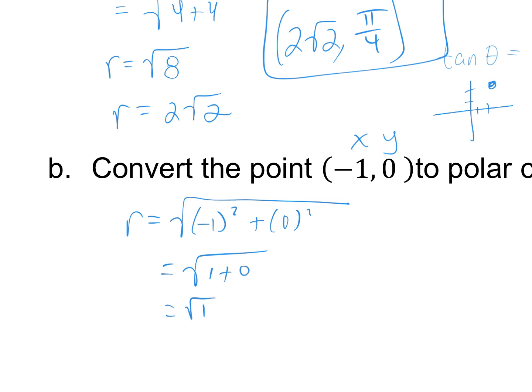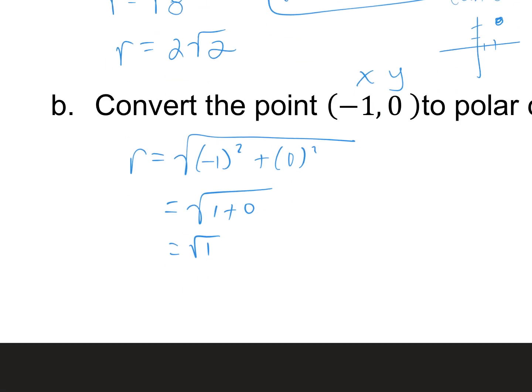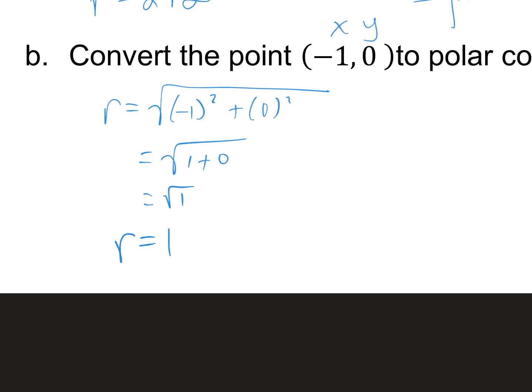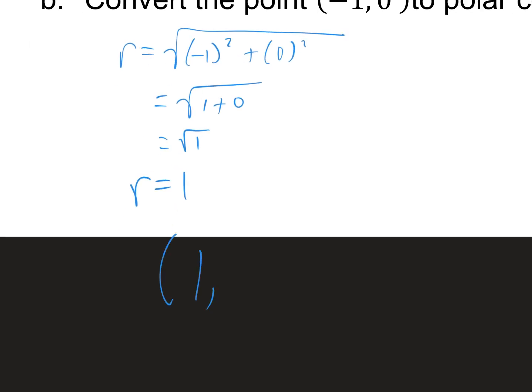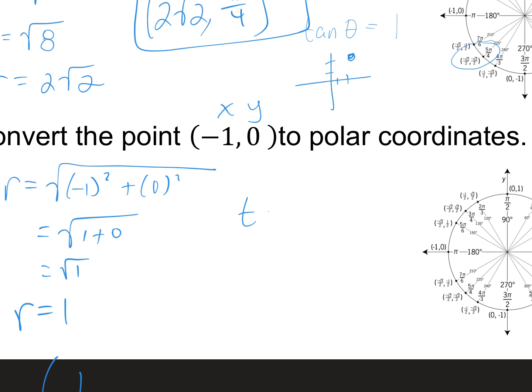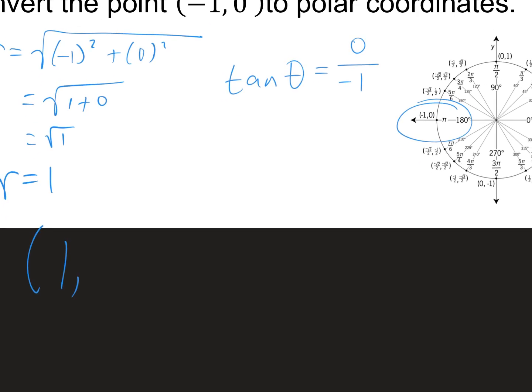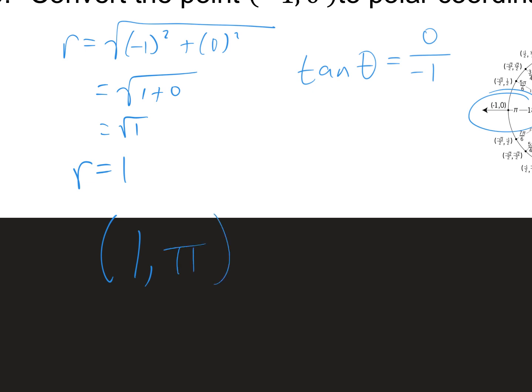Guys, don't leave it as the square root of 1. That's not simplified. What is the square root of 1? So r equals 1. Perfect. So then the second thing you're going to do is say, okay, my point's going to be at 1 comma something. What did they tell me? They told me that the tangent of theta is y, 0, over negative 1. Now, you could figure that out, say 0, but guys, where is the point negative 1, 0? It's at pi. So that's the angle that we're talking about. So your coordinate is negative 1 comma pi.